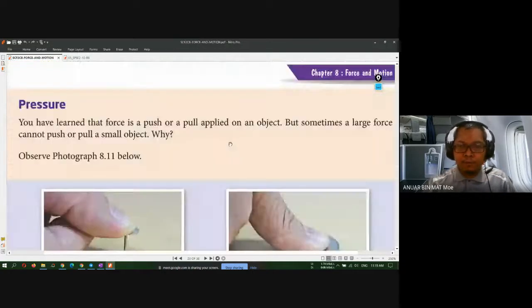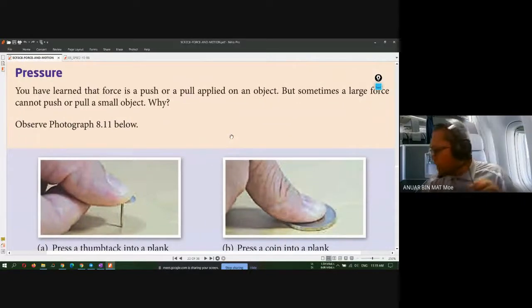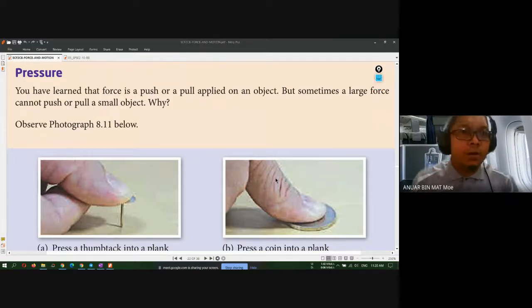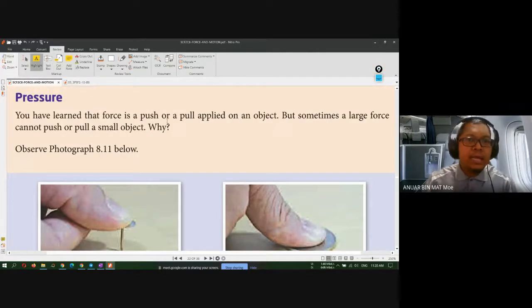Okay, today, still in 8.2, we are going to learn about pressure. Later on, you can open your textbook also, page 187. So, what is the pressure? You have learned force is a pull and a push applied on an object. If you still remember 8.1, what is the force? It is the push or a pull applied on an object.